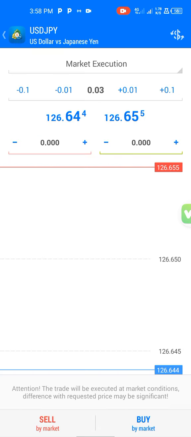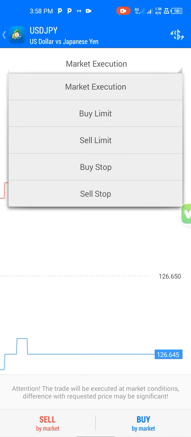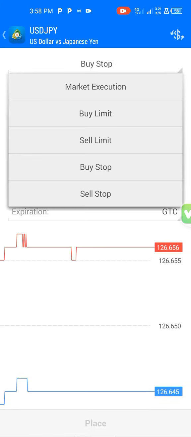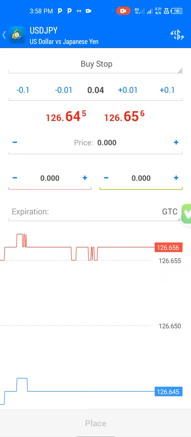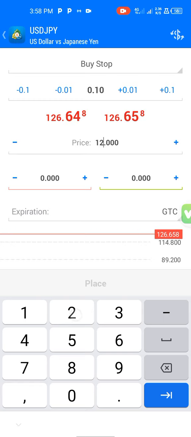So I just come here, click on this. Remember, the first one was buy limit. Now since price is going bullish and we're also still buying, then buy stop is what to use. You click on buy stop, you can use your desired lot size, however you want it. So here you type in that particular place you want the order to be activated.